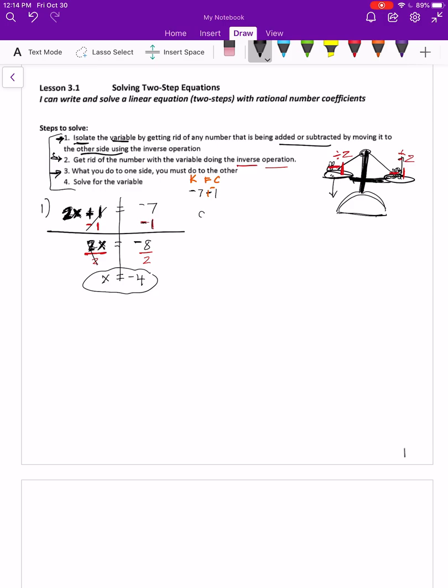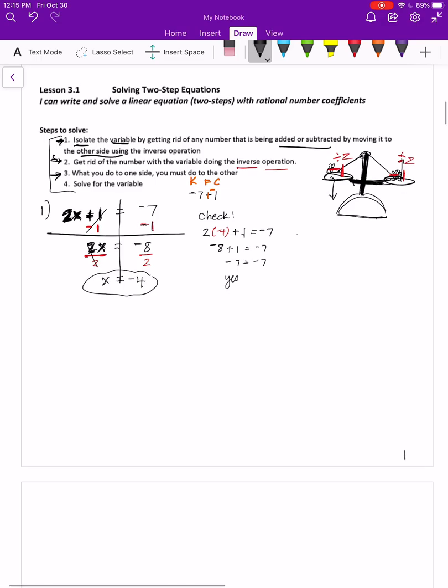Now, I love these because they have a built-in check system that you can check your work to see if it works. So where x is, you're going to replace it with negative 4. So I have 2, and then instead of x, I'm going to put in negative 4. And then I'm going to say plus 1 equals negative 7. I'm going to do the math. So 2 times negative 4 is negative 8. Plus 1 equals negative 7. Negative 8 plus 1 is negative 7. And indeed, negative 7 does equal negative 7. So yes, it checks out. So that means x equals negative 4 is my answer.